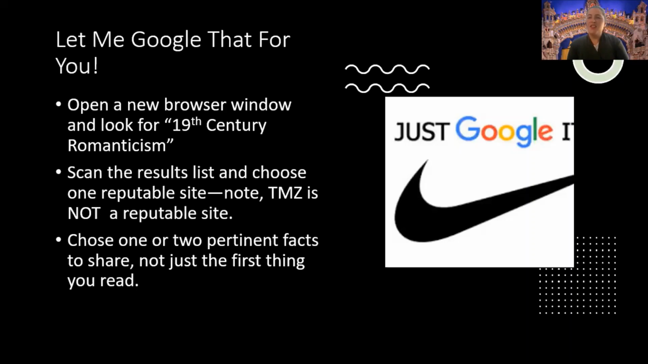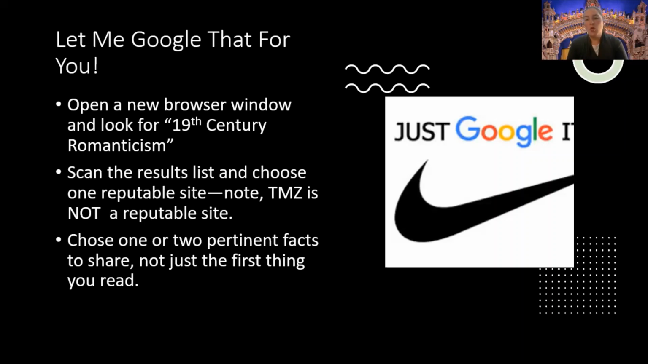So let me Google up for you. I want you to open up a browser, go to Google, and type in 19th century romanticism, right as you see it on the screen. Scan the results list and choose a reputable site. Wikipedia is not a reputable site, because remember, Google is a search engine, not a source. Just find one or two sites that you think are reputable.